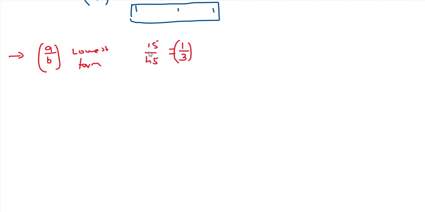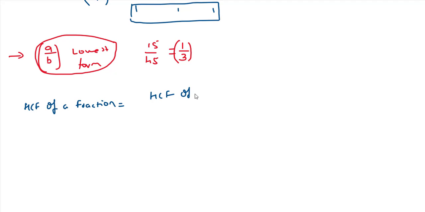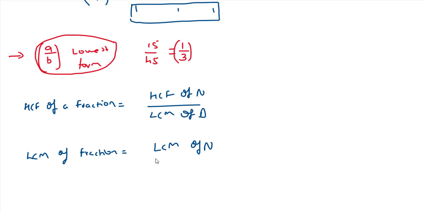So like this way, you will have to first reduce all these fractions to its lowest form, and then you can proceed with this method. So this is the most important point you need to take into account. So the formula for HCF of a fraction is given by HCF of the numerator divided by LCM of the denominator, and LCM of a fraction is given by LCM of the numerator divided by HCF of the denominator.